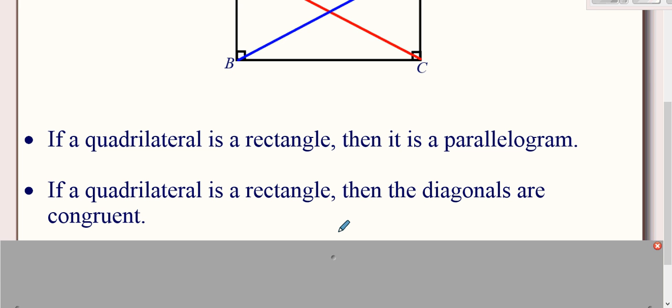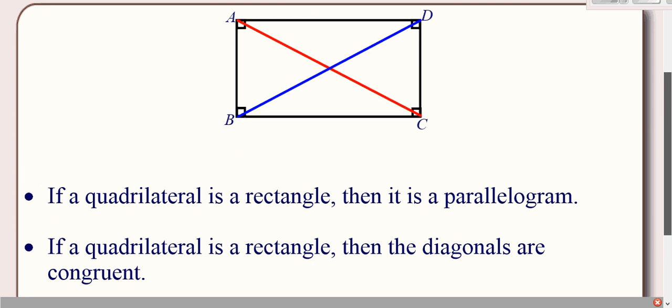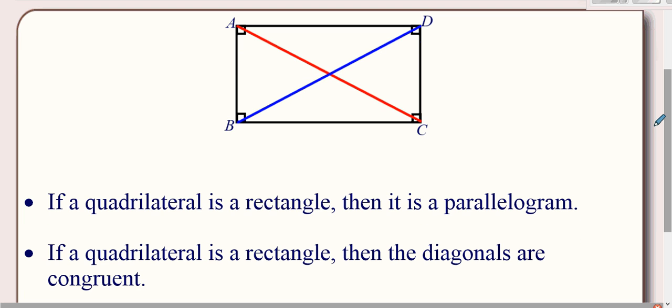So, for rectangles, we get all the parallelogram properties and one special one that's just for rectangles, and that's diagonals are congruent. But everything else is true. Opposite sides are parallel, opposite sides congruent, opposite angles are congruent, the diagonals bisect each other, and consecutive angles are supplementary. A couple of those are kind of taken care of by the 90-degree angles, since all angles are 90 degrees.